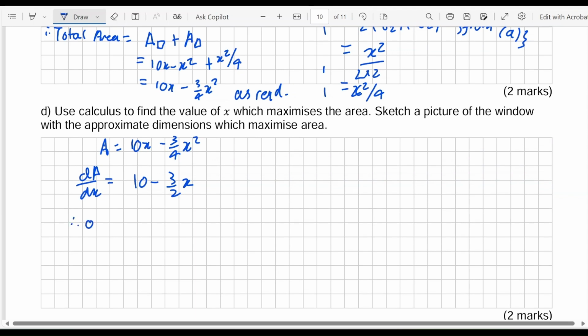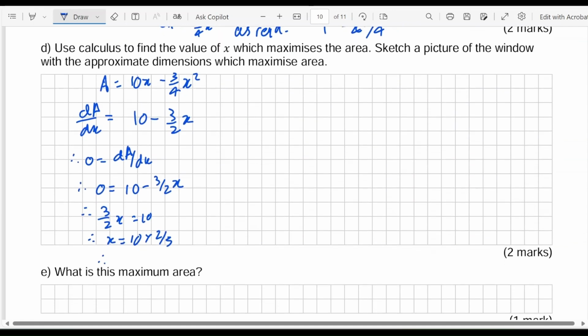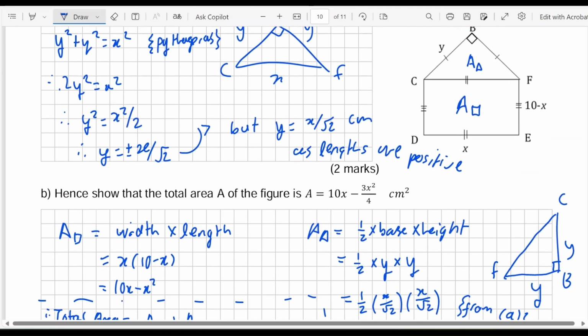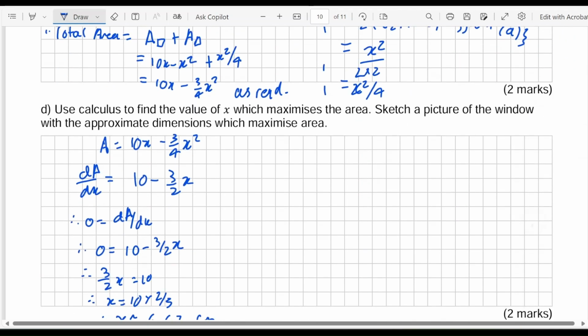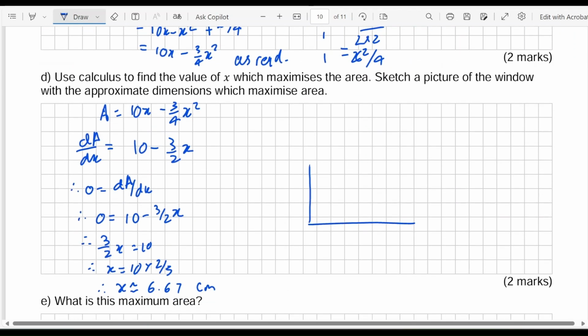So therefore 0 is dA dx. Therefore 0 is 10 take 3/2 x. Therefore 3/2 of x is 10. Therefore x is 10 times 2 over 3. So x roughly equals 6.67 centimeters, or 6.6 recurring if you want. There it is. So we need to sketch a picture of this thing.